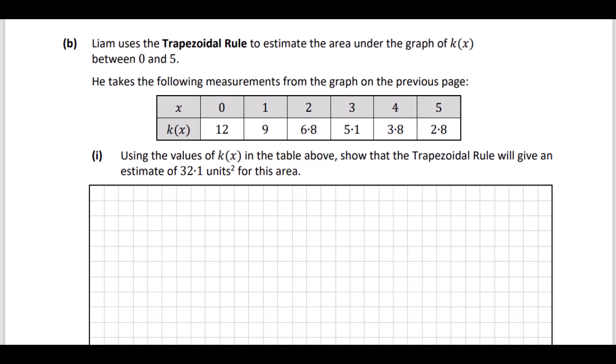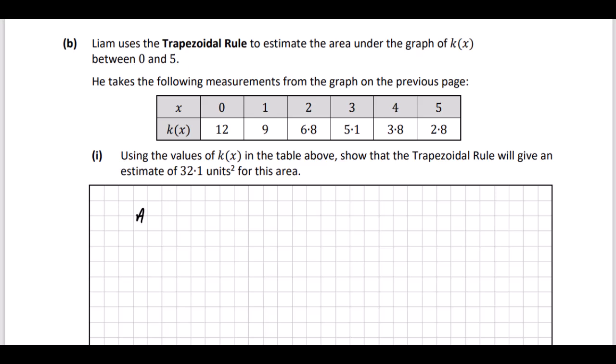Liam uses the trapezoidal rule to estimate the area under the graph of k of x between 0 and 5. He takes the following measurements from the graph on the previous page. Using the values of k of x in the table above, show that the trapezoidal rule will give an estimate of 32.1 units for this area. So the trapezoidal rule is in your tables.